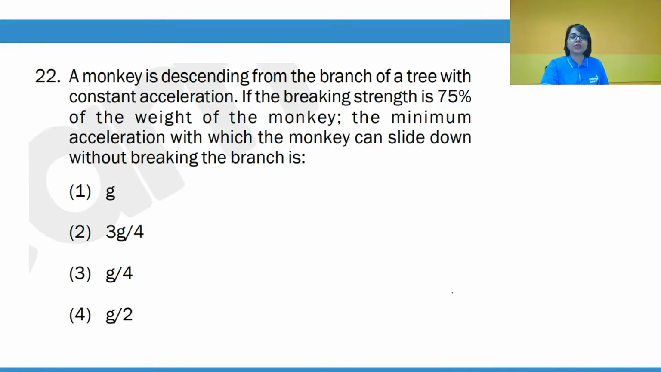Next is question number 22. A monkey is descending from the branch of a tree with a constant acceleration, and the maximum tension in the string will be 75% of the weight of the monkey. We need to find the minimum acceleration. So it will be mg minus 75% of mg, that is 3 by 4 mg, that is equal to ma. So a will be g by 4, which is option 3.